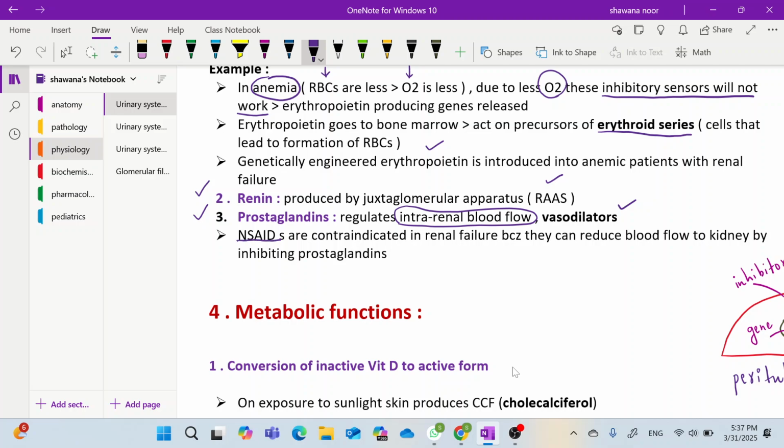What are NSAIDs? NSAIDs are non-steroidal anti-inflammatory drugs, and they are contraindicated in renal failure. Why are they contraindicated? Because they can reduce the blood flow to the kidney by inhibiting prostaglandins, so they can induce ischemia. So they are contraindicated in patients who have kidney disease or renal failure.